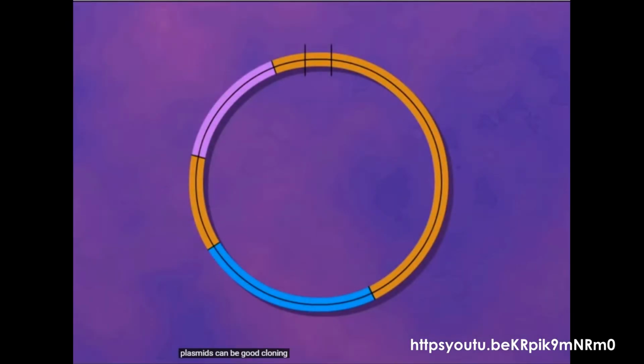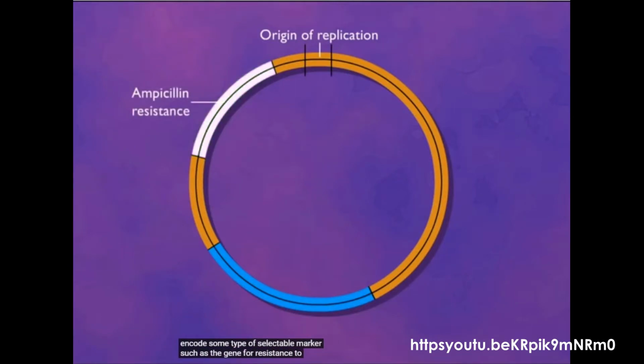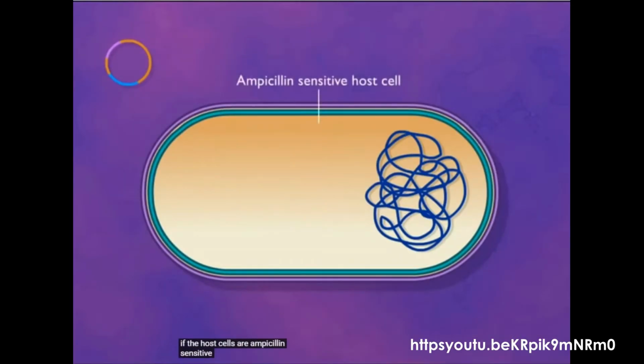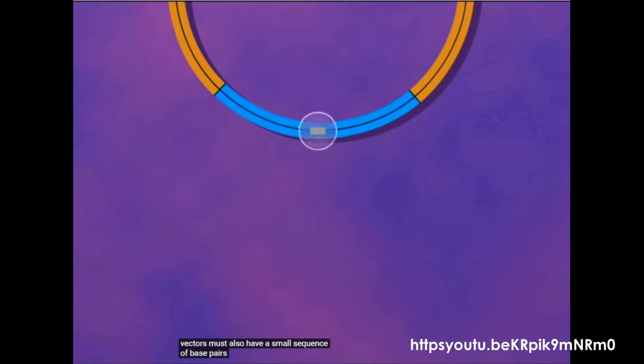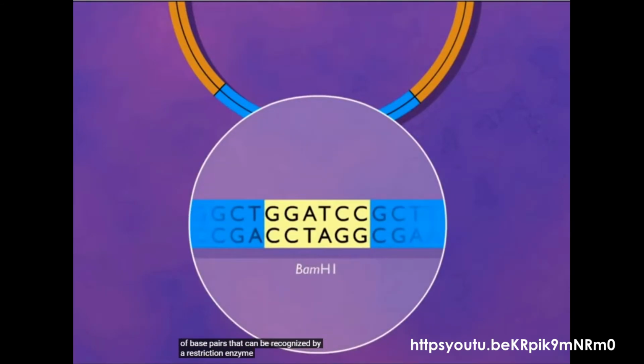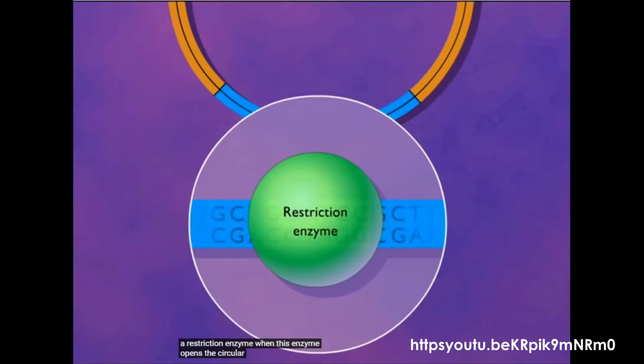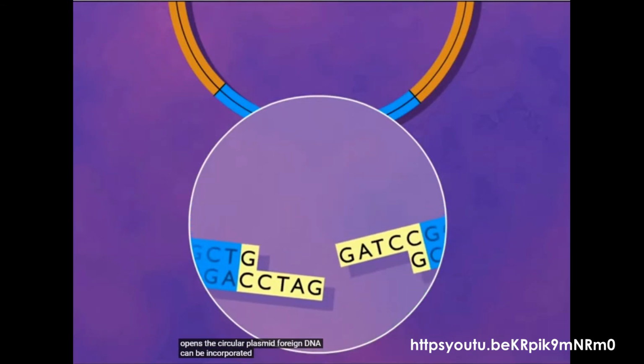Plasmids can be good cloning vectors because they carry an origin of replication and are therefore able to replicate independently within a cell. Most plasmids used as vectors also encode some type of selectable marker, such as the gene for resistance to ampicillin. If the host cells are ampicillin sensitive, the only host cells that can grow on a medium containing ampicillin are those that have taken up the plasmid. Vectors must also have a small sequence of base pairs that can be recognized by a restriction enzyme. When this enzyme opens the circular plasmid, foreign DNA can be incorporated.